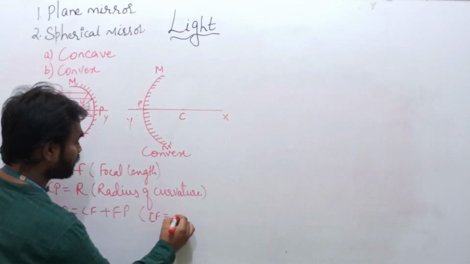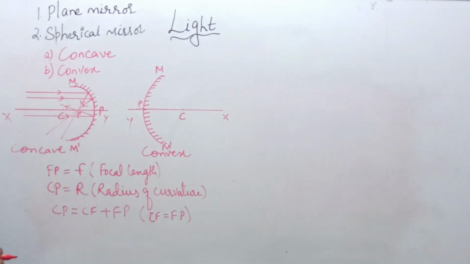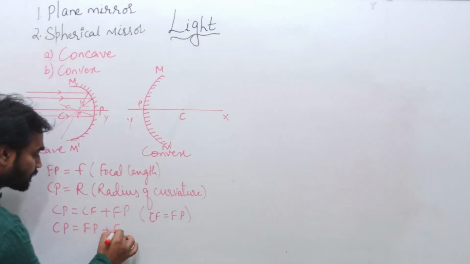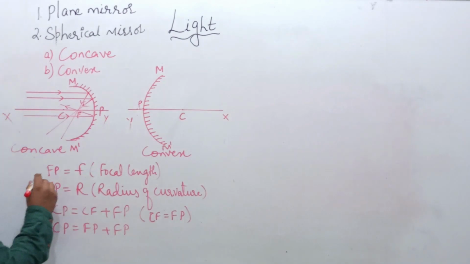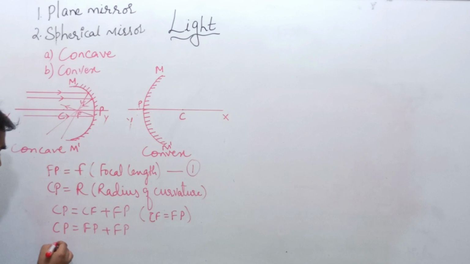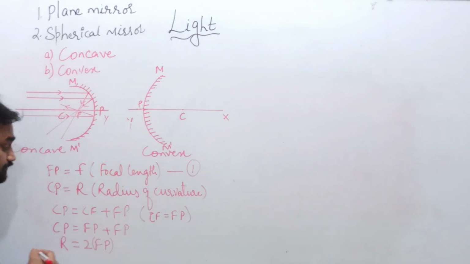CF is equal to FP. Why? Because F is the midpoint. So now if I replace, CP is equal to CF plus FP, I'll write it as FP plus FP. Okay, so if I name this as 1, now CP, what is CP? CP is nothing but R. R is equal to 2 times FP.